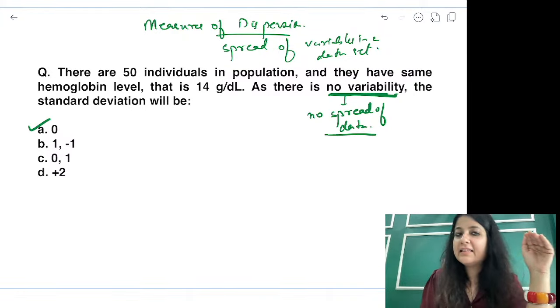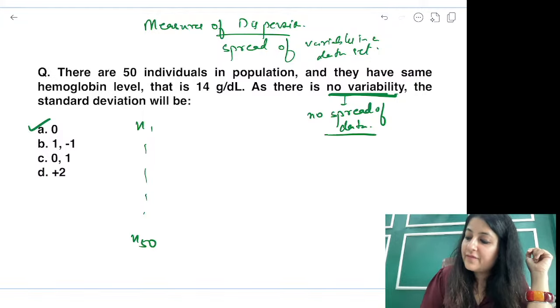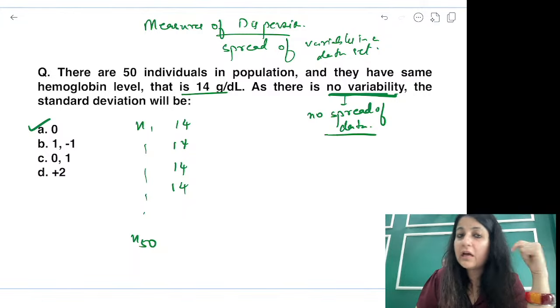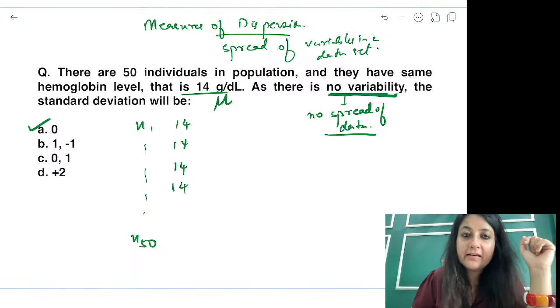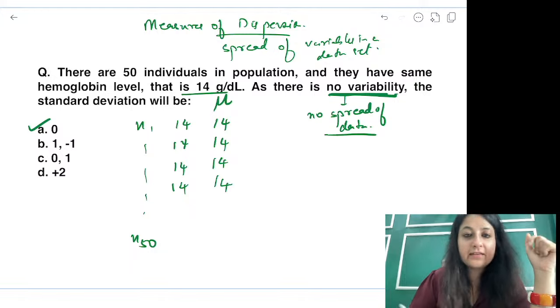What is the standard deviation? 0. See, there are 50 people, all of them have 14, 14, 14, 14 individual hemoglobin. Now I ask you to calculate the mean. The mean will also come out to be 14. Yes or no?